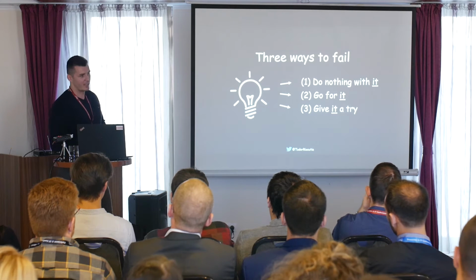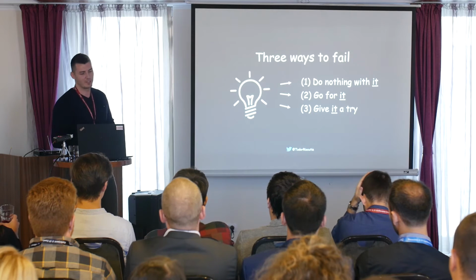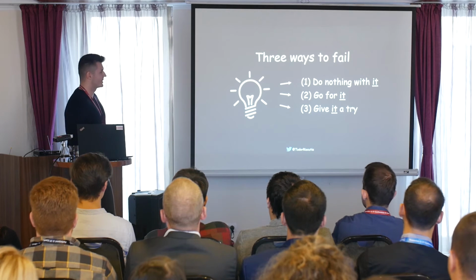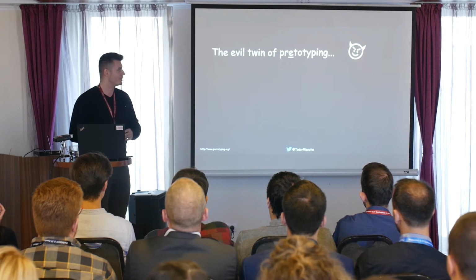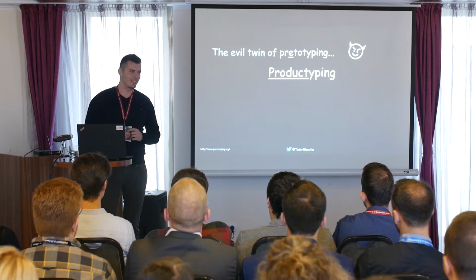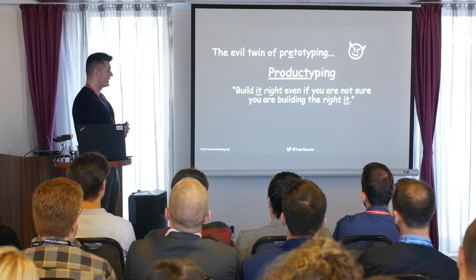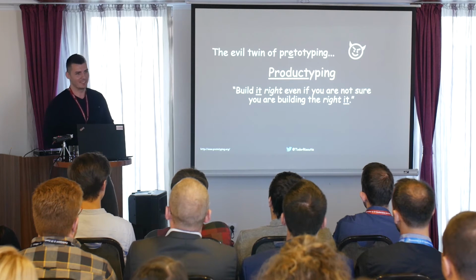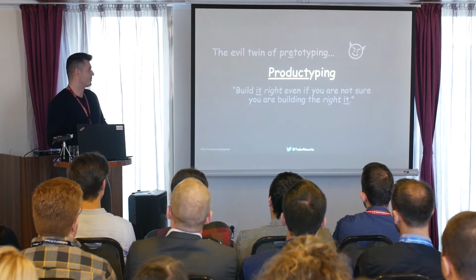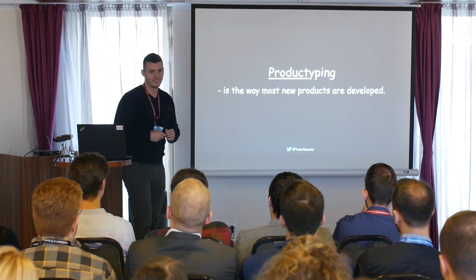Number 3, we give it a try. You assume that giving it a try is prototyping, you test it, and you want to make sure it works. But what does this go for it mean? Here we introduce the evil twin of prototyping, which is called productyping. By definition, productyping is build it right, even if you're not sure you're building the right it. You want to build the best thing you can, but you're not sure if it's good.